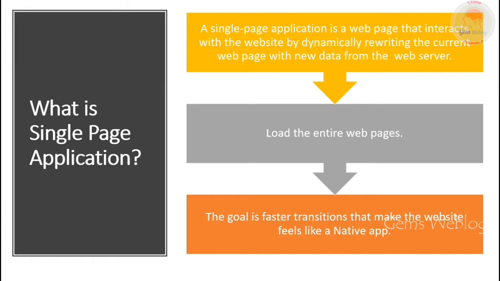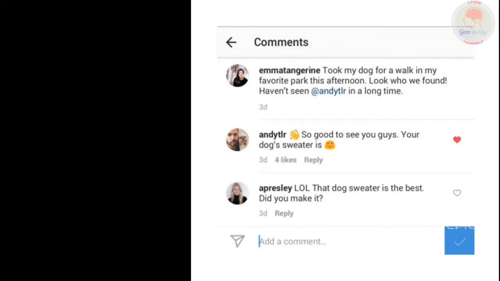An example for a single page application is Instagram comments. Here we have three comments. Whenever the user loads comments in Instagram, the same template will be repeated. In HTML, we would have to create three HTML pages for these three comments. In React.js, we can use the same template for all three comments. So this is a single page application.